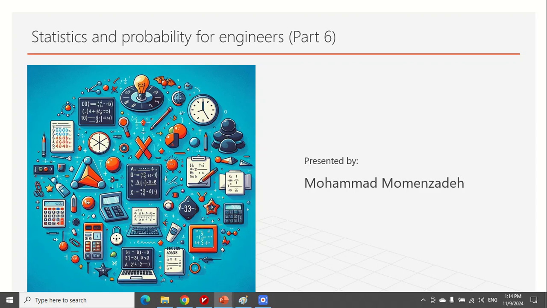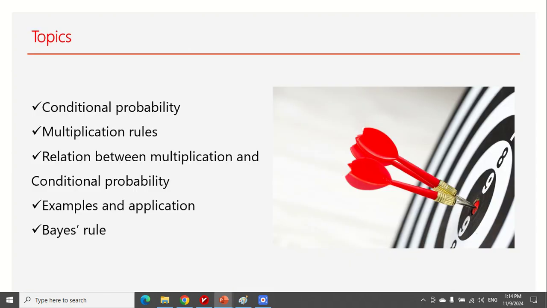Previously, we discussed the axioms of probability, and we used combinations and the counting techniques that we learned to calculate the probability of an event. So today we want to extend our discussion to the additive rule and the remaining parts. As you can see over here, we have some topics: the conditional probability, multiplication rules, and the relation between the multiplication rule and conditional probability. And if we have time for this episode, we will go to the Bayes rule.